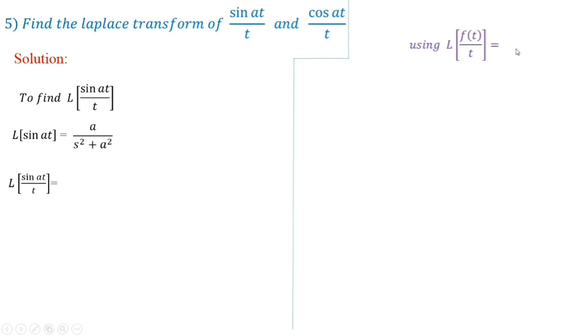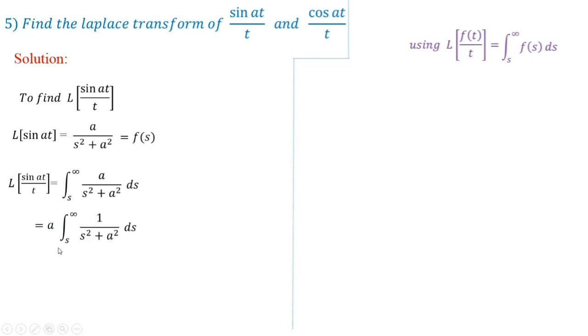Laplace of f of t upon t is equal to integration from s to infinity f of s ds. Suppose this is equal to f of s. Then by using this formula we get Laplace of sin at upon t is equal to integration from s to infinity of f of s, which is here a upon s square plus a square into ds. A is constant, take outside of integration. This is equal to a into integration from s to infinity 1 upon s square plus a square into ds.